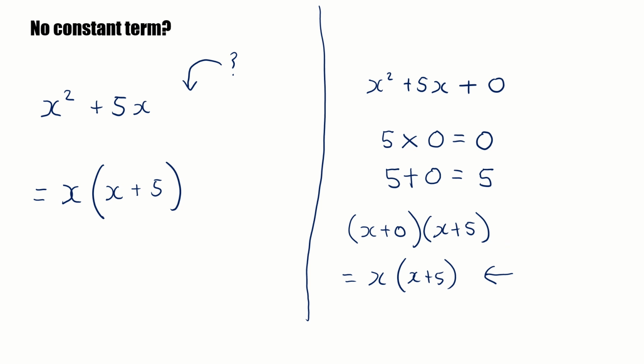But what happens if it's not the constant term that's missing? What happens if it's that middle term with the x that's not appearing in your quadratic? Well, this is a scenario that we call difference of two squares, potentially. So first of all, what sort of example could we be looking at? We could be looking at the situation x squared minus 9. You can see there's no x term.